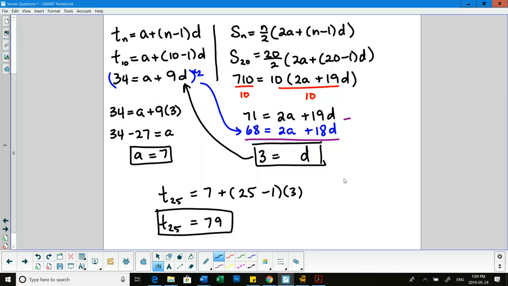Okay, if I had used substitution, just so we know, I would have isolated, you don't have to write this, I would have isolated for A by moving the 9D over, and then I would have replaced this A in that sum formula with 34 minus 9D, and then just solved for D. So it probably would have taken me about the same amount of time as elimination did.